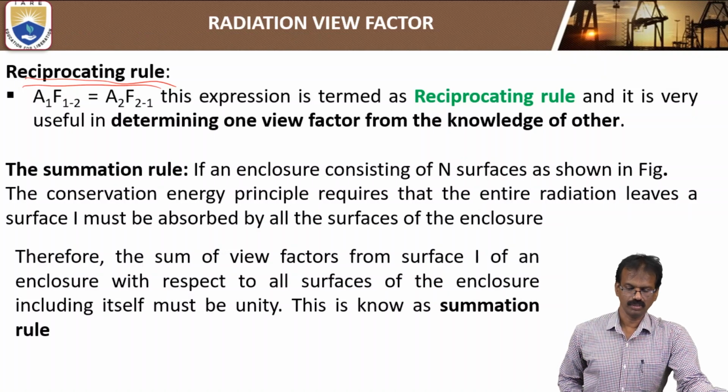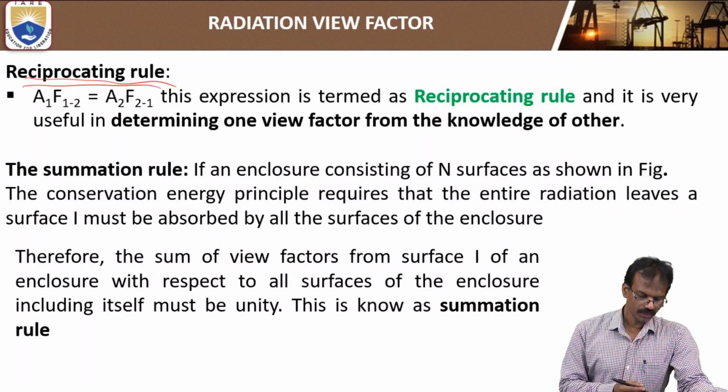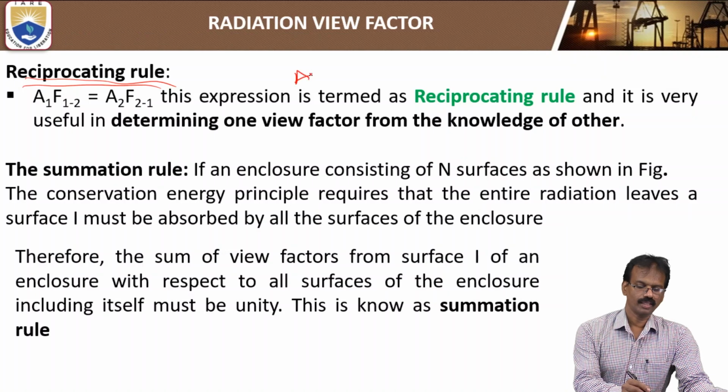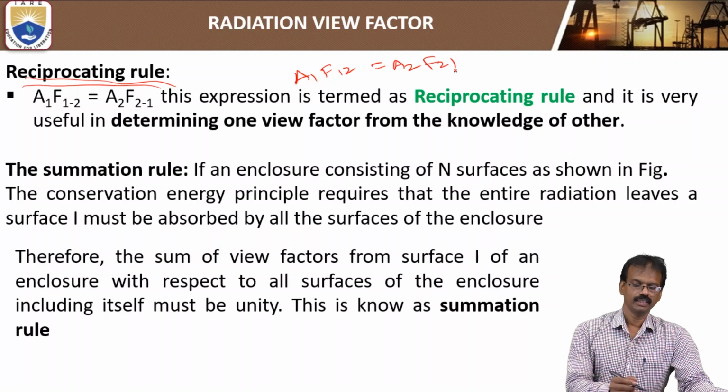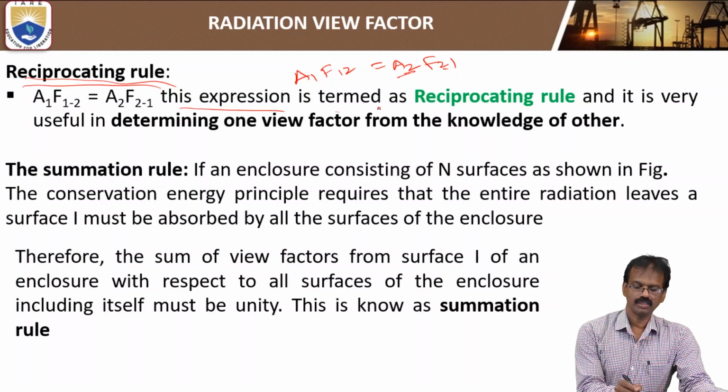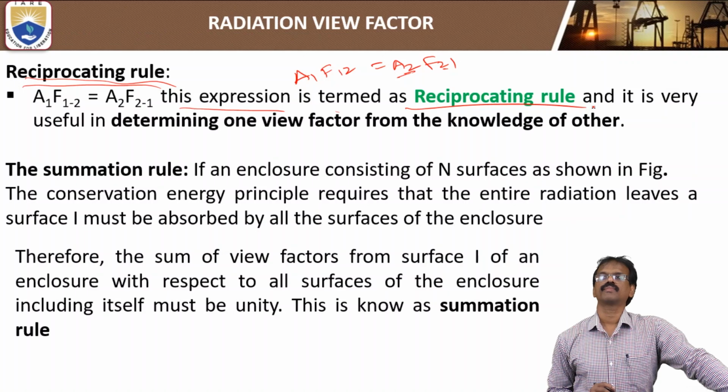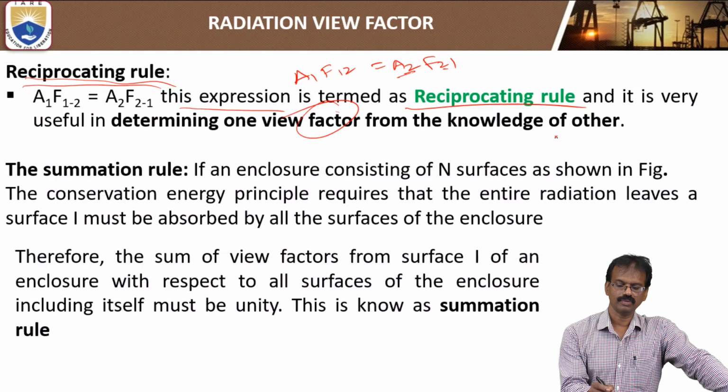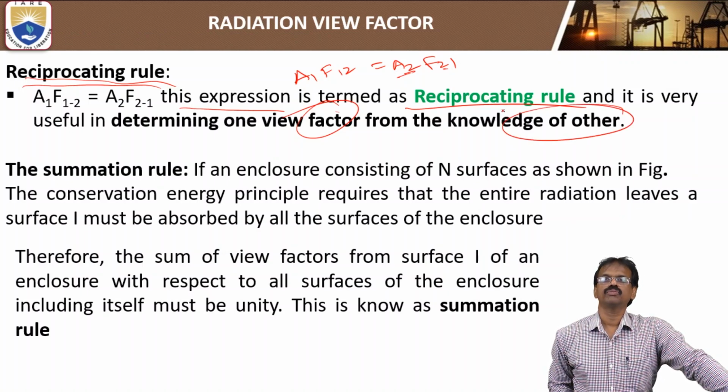the reciprocating rule. According to this one, A1 F12 is equal to A2 F21. So area 1 into energy leaving from 1 to 2, and area 2 into energy leaving from 2 to 1. This expression is termed as the reciprocating rule. It is very useful in determining one view factor from the knowledge of the other. So with respect to one another, we can determine this one.